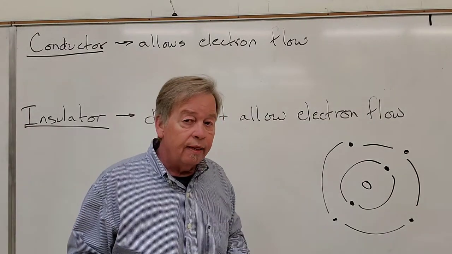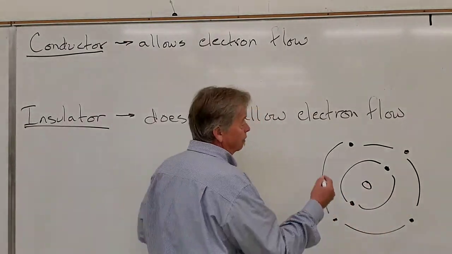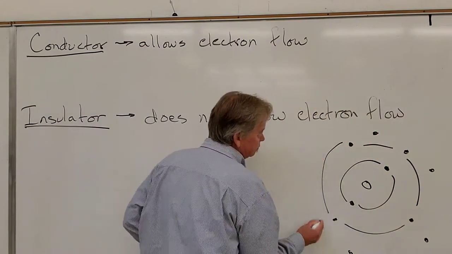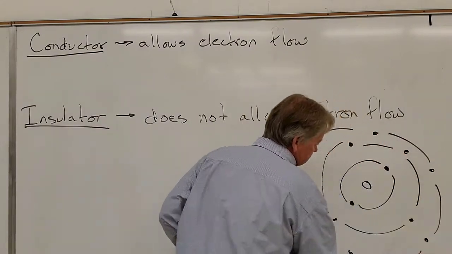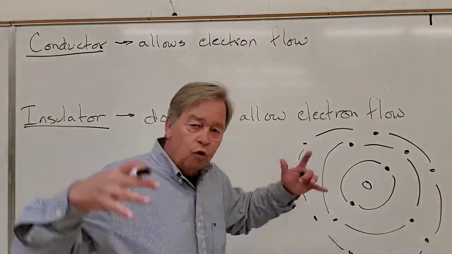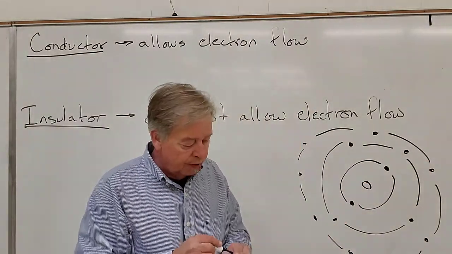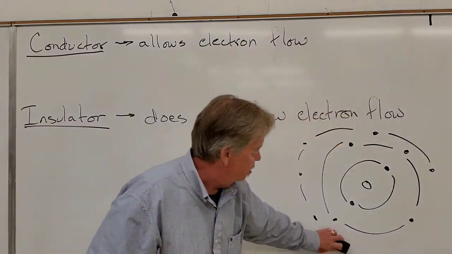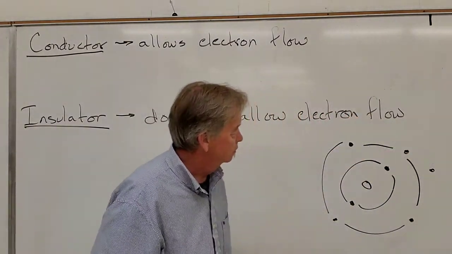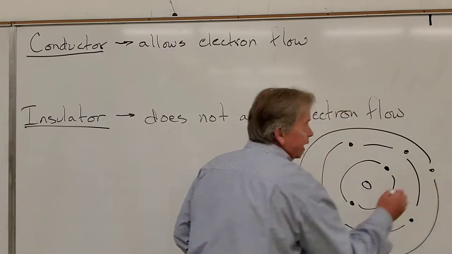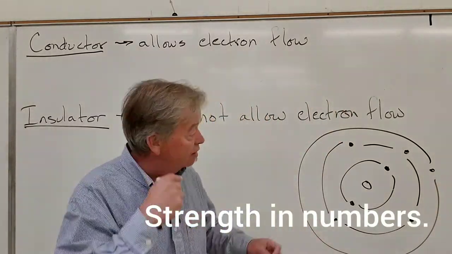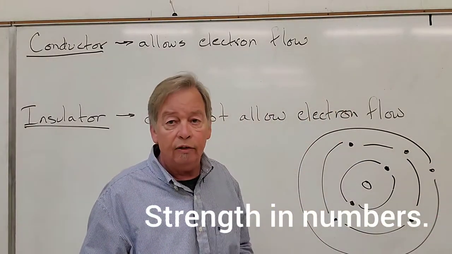Now, going back to that strength in numbers thing, if my outer orbit has almost a full shell, all those combined forces pulling in, it's hard to knock one of those electrons out of its orbit. But if that last orbit only has one or just a few electrons in it, it doesn't have that combined energy of all those electrons, and it's actually pretty easy to separate that electron out of its orbit.